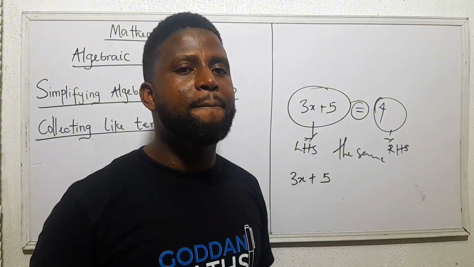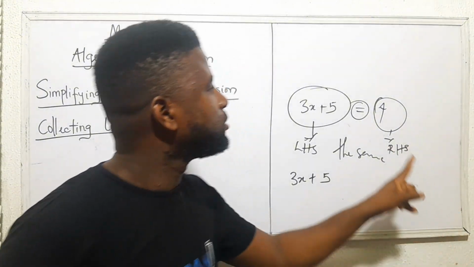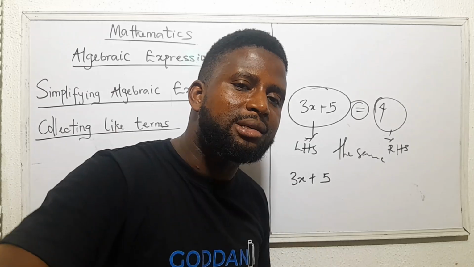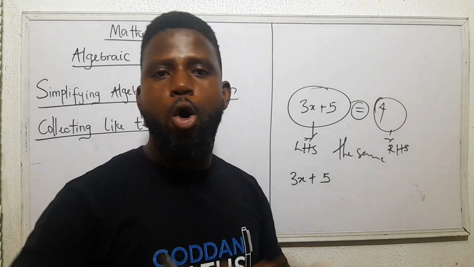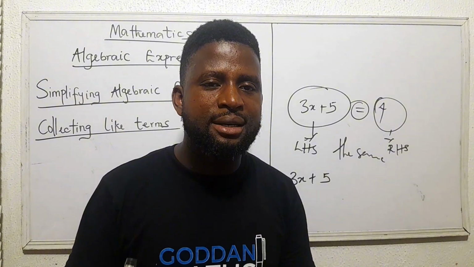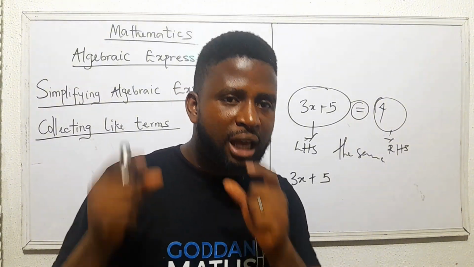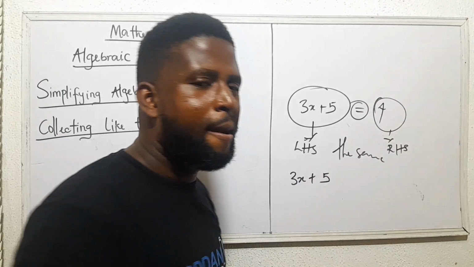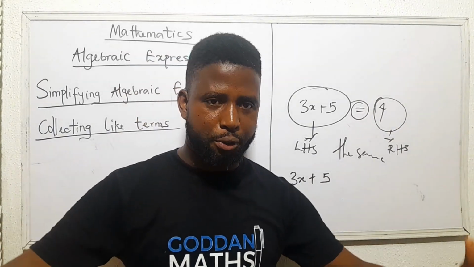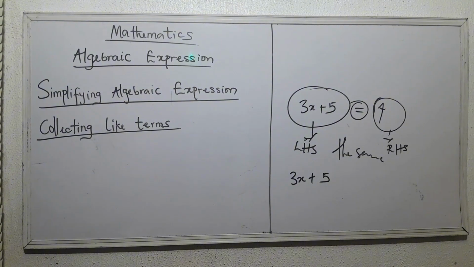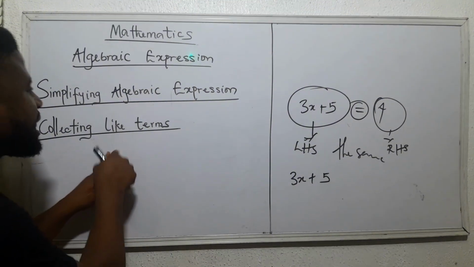So for every form of mathematics where you see the equal to symbol, it means that it is an equation. It could be called any name. As long as the equal to symbol is there, then it is what? An equation. However, the absence of the equal to symbol makes it just an expression. Now we want to simplify algebraic expressions, and the first form of simplification is to collect like terms.